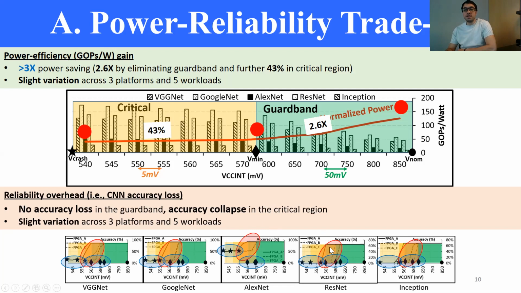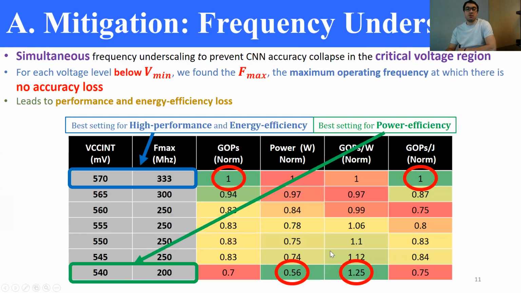Next, I'm going to talk about how we can control and prevent this kind of error collapse, for which we have evaluated frequency underscaling. This means that while we are reducing the supply voltage, we can also reduce the frequency. In the previous slides, the frequency was set to the maximum operating frequency, which was 333 megahertz. In this case, while we are reducing the voltage, we are also reducing the frequency. This way, we are preventing the accuracy loss, because we are preventing the errors from happening.